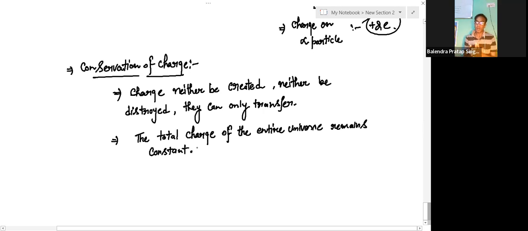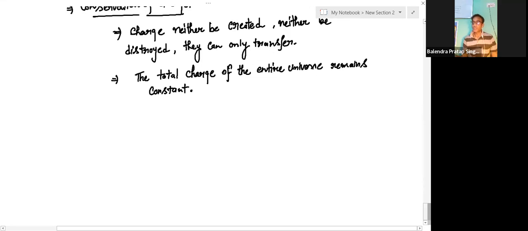So this is all about conservation of charge. Now we have discussed a lot of things about charges. Now let's do some problems, very easy problems related to the formula which I discussed. The problems will be based on only one formula, which is Q = ne.